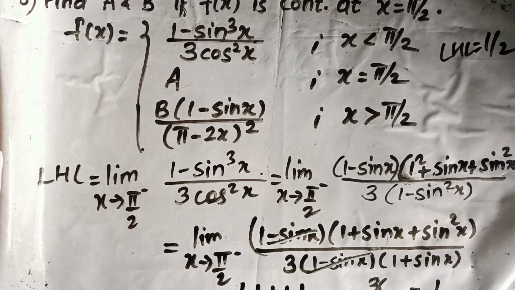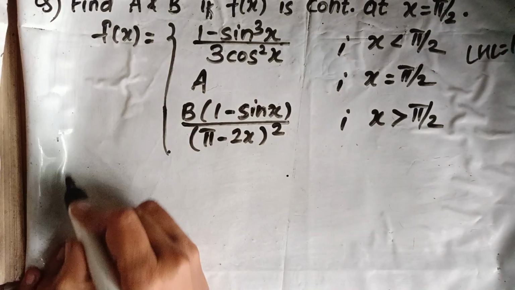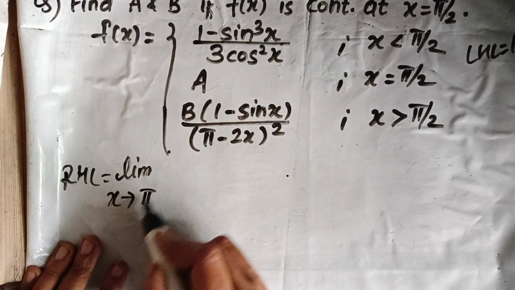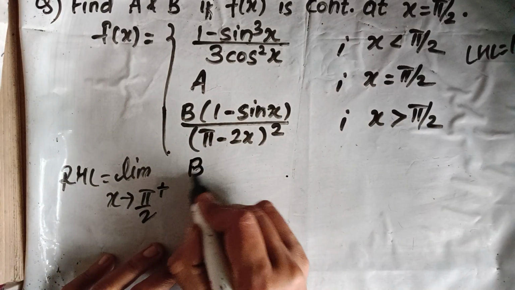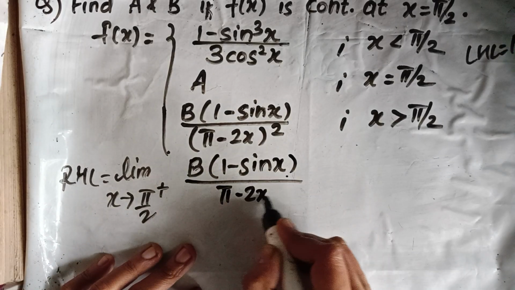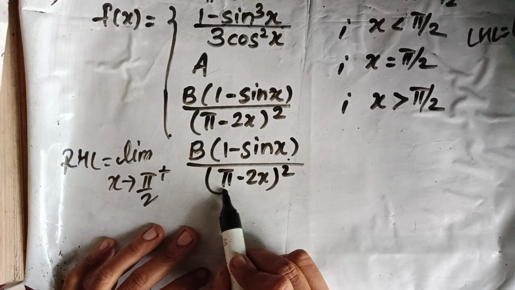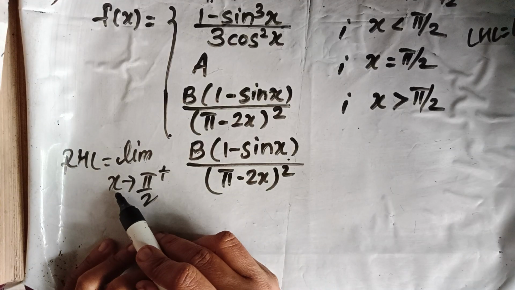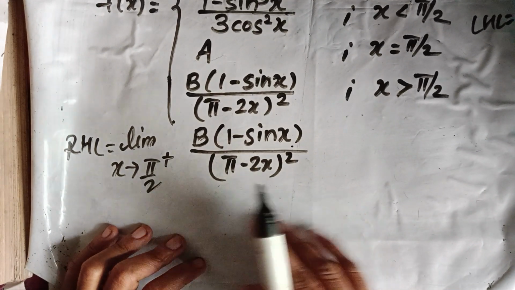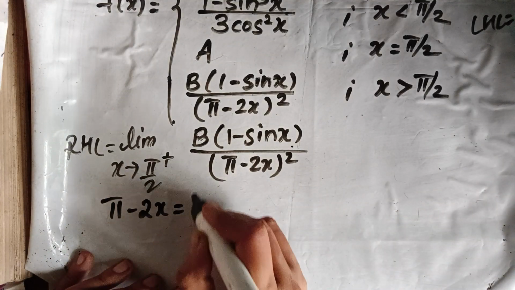Okay. Let's solve for RHL. Right hand limit as x tends to pi by 2 plus of b into (1 minus sine x) upon (pi minus 2x) the whole square. Okay. Now here the term pi minus 2x is given. So we can convert this. That is, we can write x tending to pi by 2 as something tending to 0. Okay. That is, we have to write this in terms of some other number. That is pi minus 2x, I can write it as h.